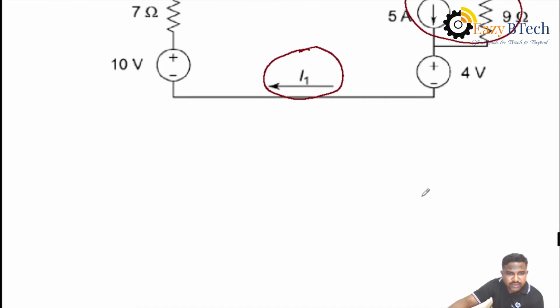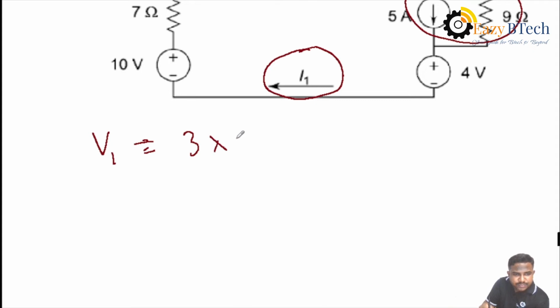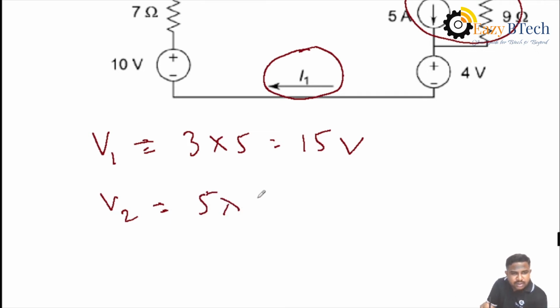Then how to change that value? For example, consider the source is V1. To change the 3 amperes current source, V equals IR. The I value is 3 and the R value is 5. Then the voltage source value is 15 volts. And what about the second source? The second current value is 5 amperes and 9 ohms are given. V equals IR. Then the second voltage source value is 45 volts.